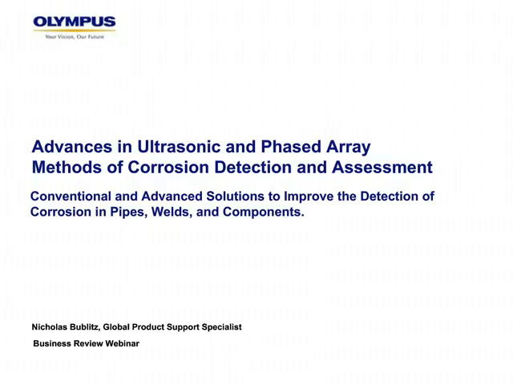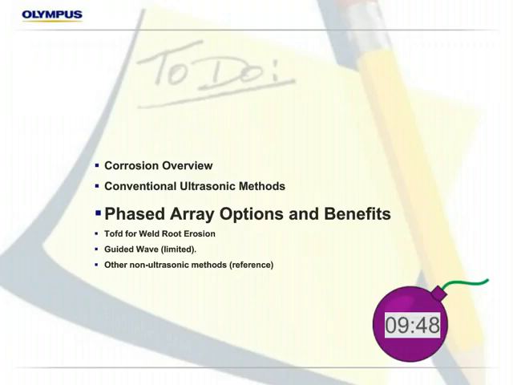I just want to second and thank everybody for joining us. I know depending on what time of the world it is, it might be early, late, or middle of the business day. So today we're going to go over, as Chance said, advances in ultrasonic and phased array methods of corrosion detection. A little scope of an agenda for you guys. You can see they're actually different sizes because we're definitely going to put an emphasis on the different phased array options and some of the benefits of those options.